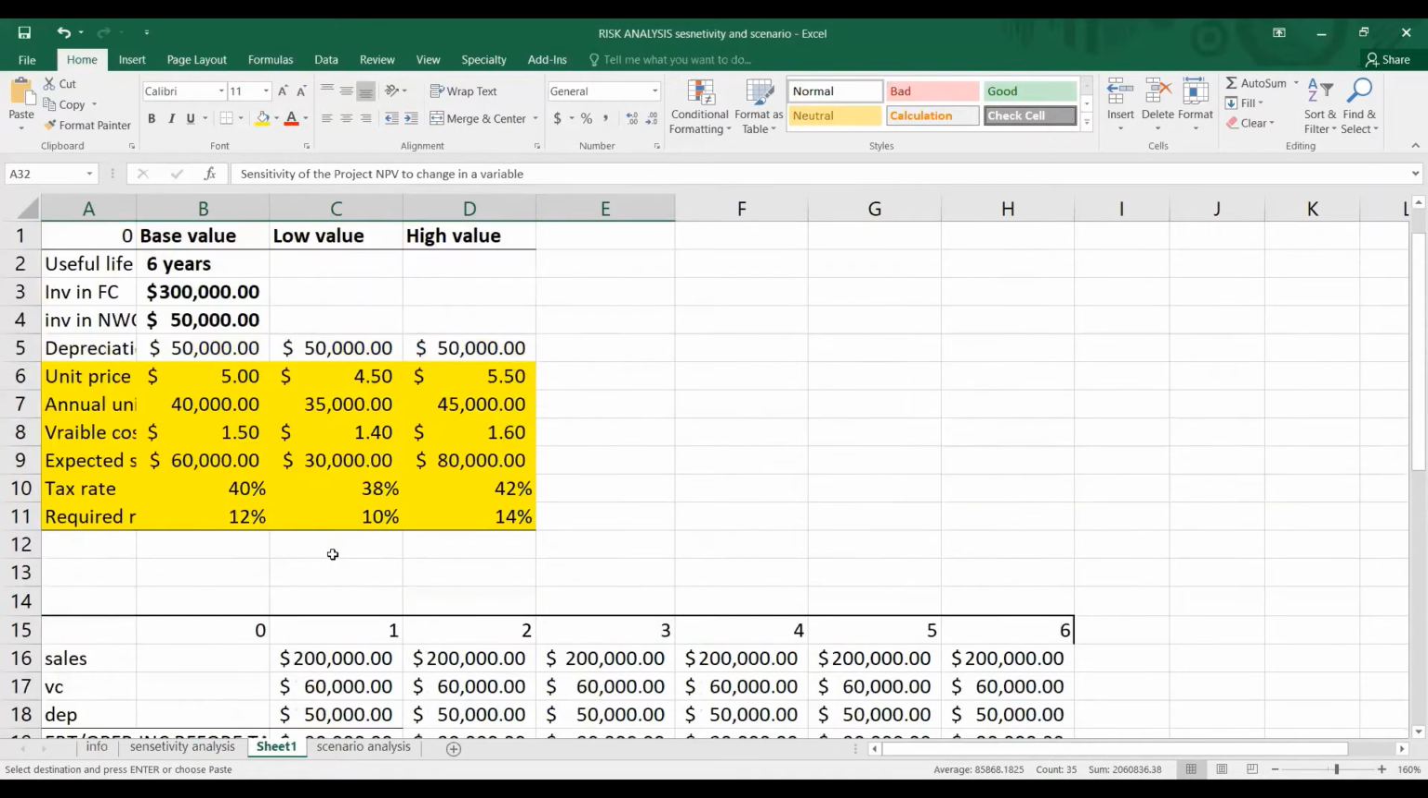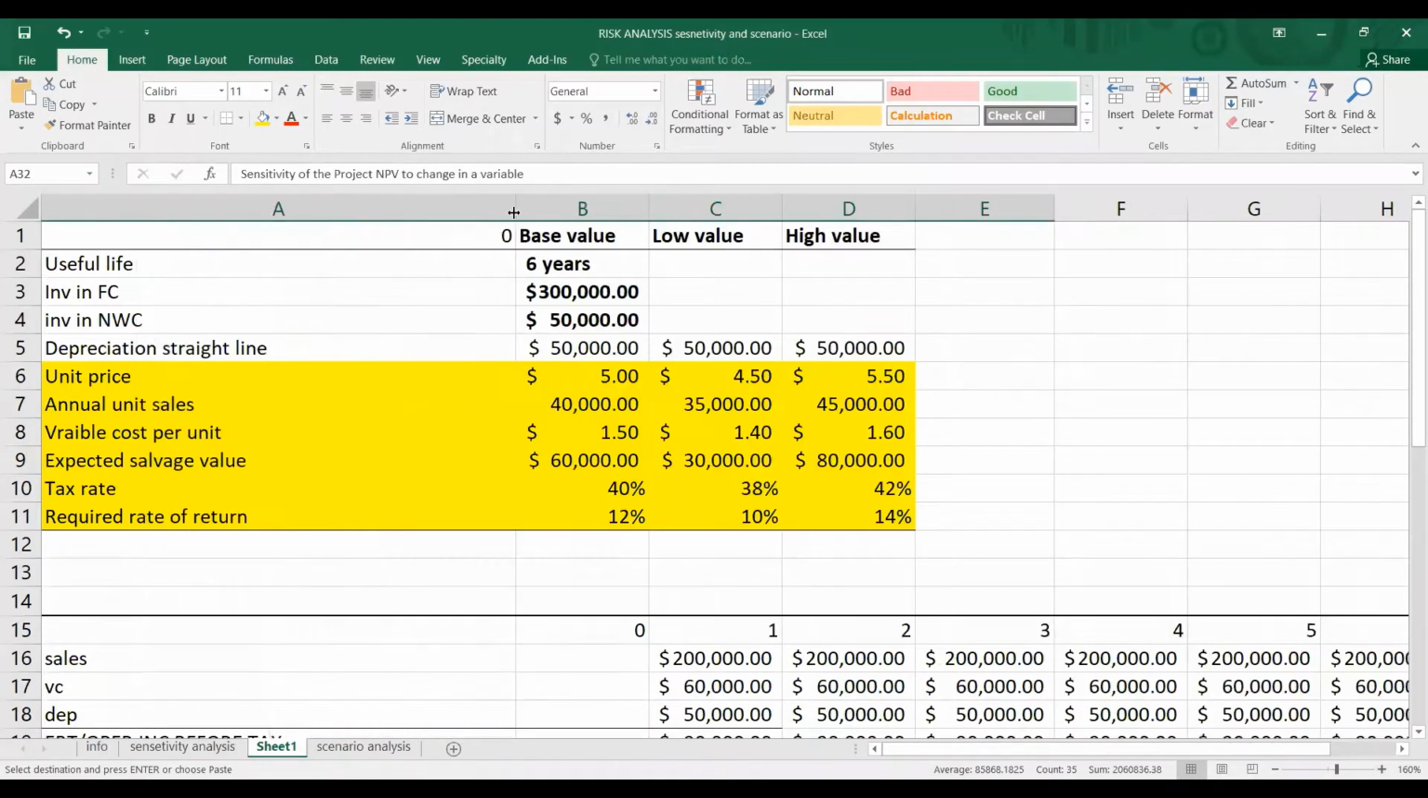Now, first of all, as I told you last time, a sensitivity analysis just shows you how the NPV is sensitive to changes in each variable, but the changes cannot happen at the same time. They should happen separately and independently from each other.